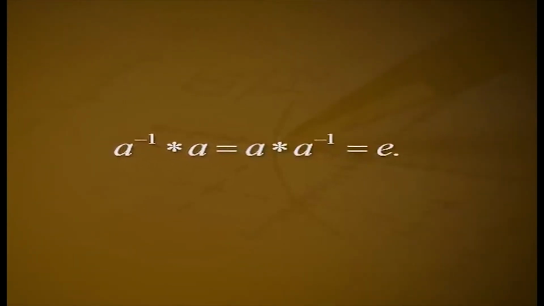G3. Existence of inverse. For each a in G, there is an element a inverse in G such that a inverse star a is equal to a star a inverse is equal to e. a inverse is called the inverse of a with respect to the operation star. Definition. Abelian group. A group (G, star) is said to be abelian or commutative if the following axiom also holds. G4. Commutativity. a star b is equal to b star a for every a, b belonging to G.